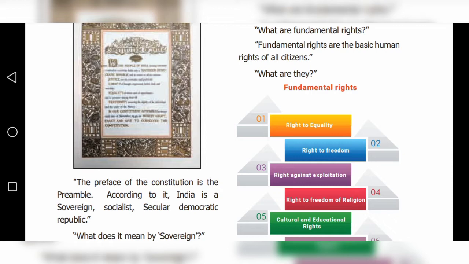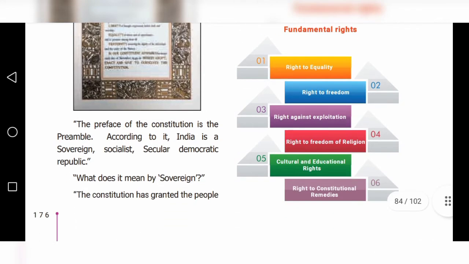Second one, right to freedom. If they want to follow a religion or faith, they can follow it. That is freedom. Third one, right against exploitation. No caste discrimination; all people are equal. Fourth one, right to freedom of religion. This is also that they can follow their own religion.